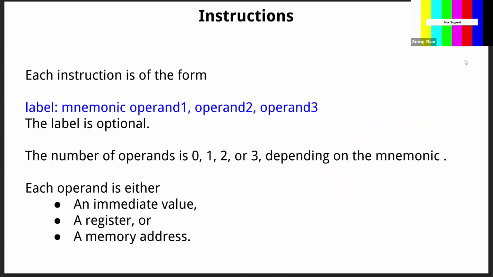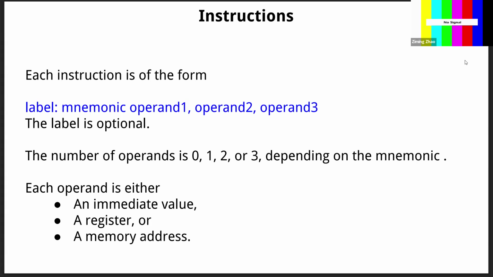Instructions. In this class, we use the Intel syntax, and each instruction is in this form. There could be a label, which is optional. Then there is a mnemonic, which you can say is the name of that instruction. Then you can have multiple arguments for that instruction, or at this layer, we call them operands. Different instructions may have different operands. Some of them do not have any argument. Some of them can have up to 3.